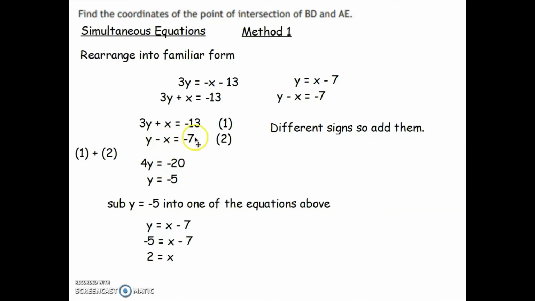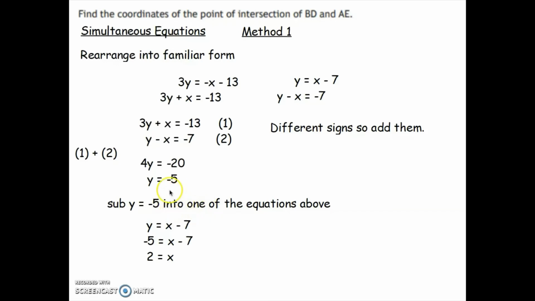That will disappear. And negative 13 plus negative 7 is going to go further down the number line to negative 20. I divide by 4 and that gives me y equals negative 5. Now, a common mistake is just to forget to do anything else and leave it as y equals negative 5, but we need to find the x coordinate.